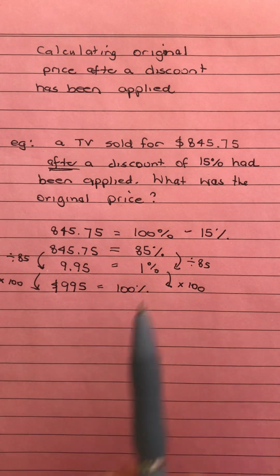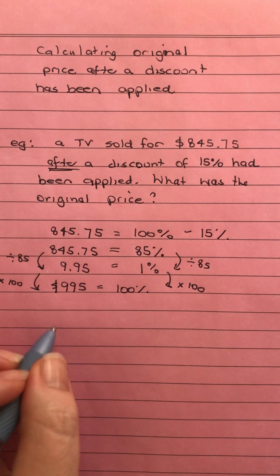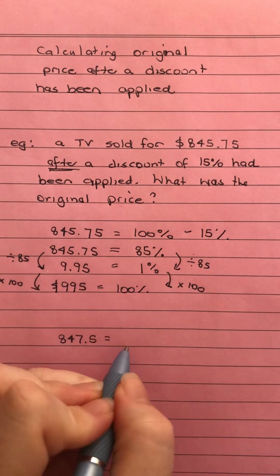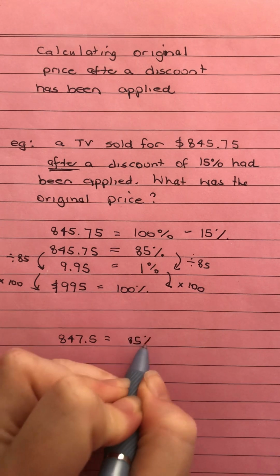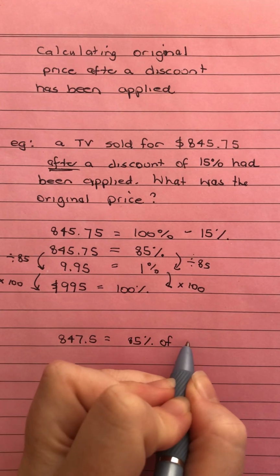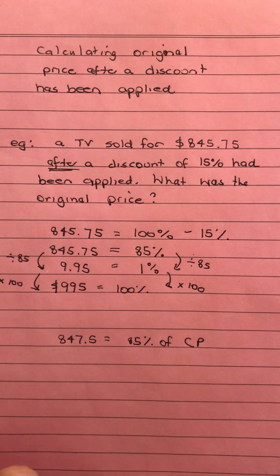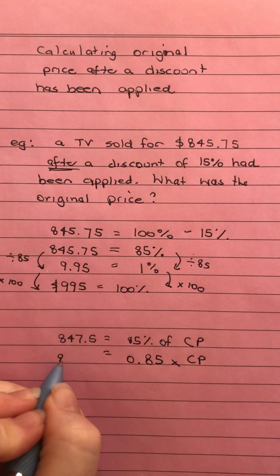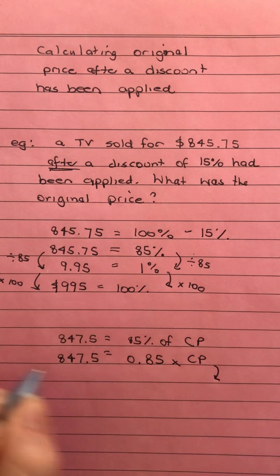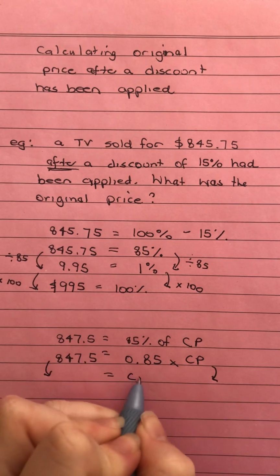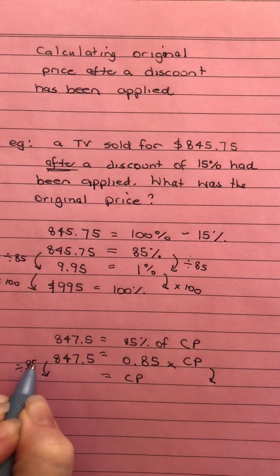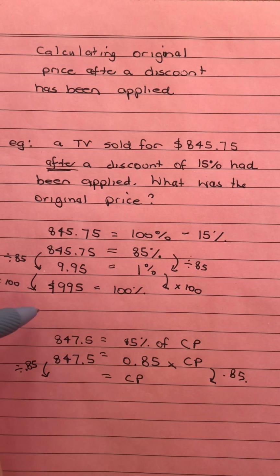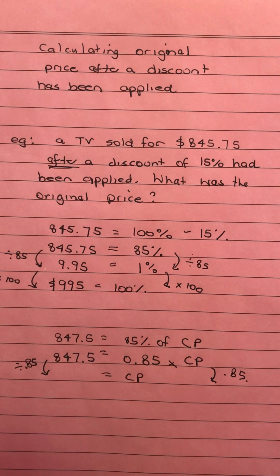Another way that people will do that is that the 845.75 is equal to 85% of the original cost. So they might write that as 85% of original, or they might write cost price, depending on what notation they want to use, and then write that as 0.85 times the cost price. So then when they see that question, to get to what the cost price is, they would divide by 0.85. Now that is effectively what we're doing up here. By dividing by 85 and timesing by 100, we are doing the same operation overall here.